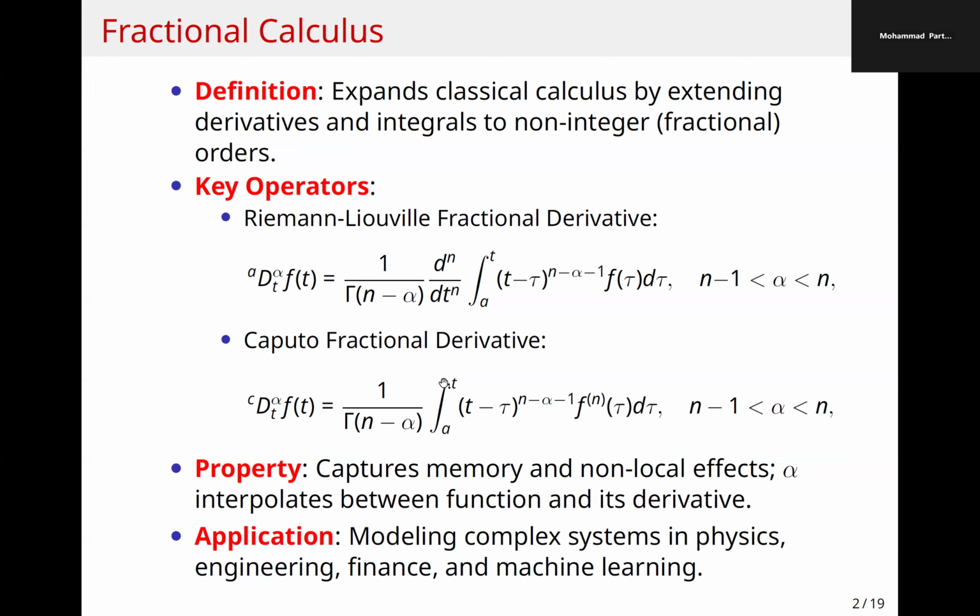One of the properties of fractional calculus is that it captures memory and non-local effects. Also, the fractional order alpha interpolates between a function and its derivatives. One of the applications of fractional calculus is modeling complex systems in physics, engineering, finance, and machine learning.